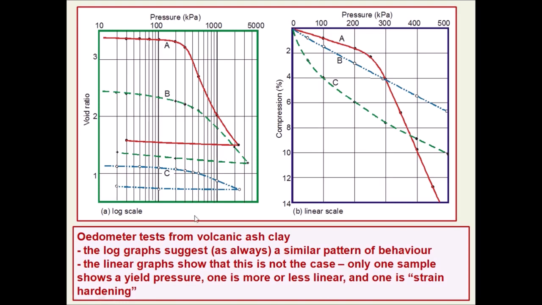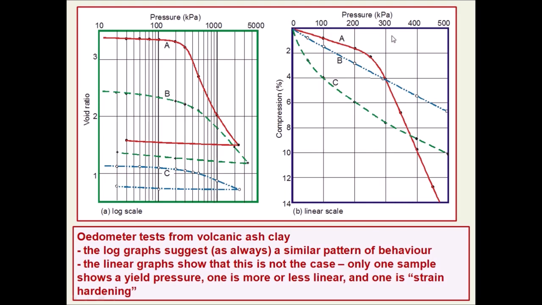So the log graphs, as always, suggest a similar pattern of behavior, and I think that's one of the greatest defects of the e-log-p plot. Everybody has this idea in their mind that you've got a certain compressibility and that it increases when you curve over onto the latter part of the curve. So it is embedded in people's minds that you can portray the compressibility of soil with two approximately straight lines.